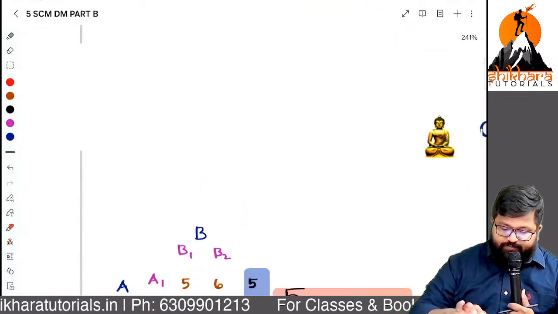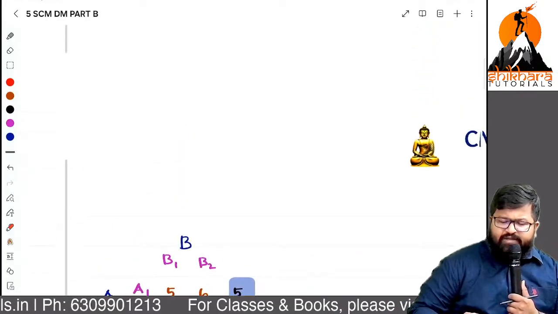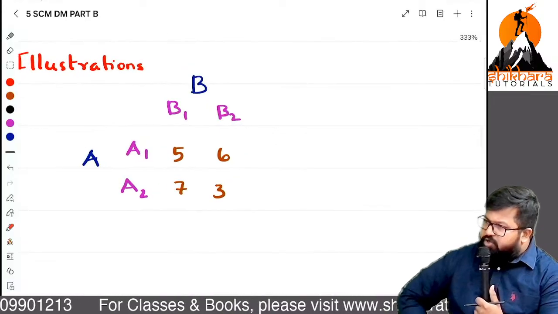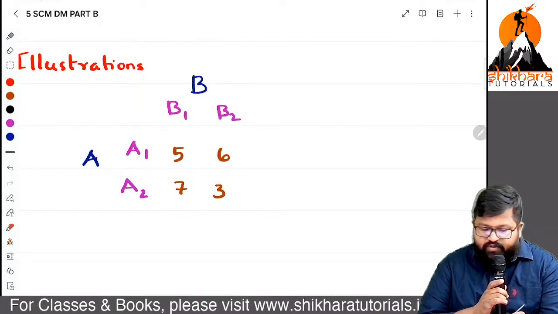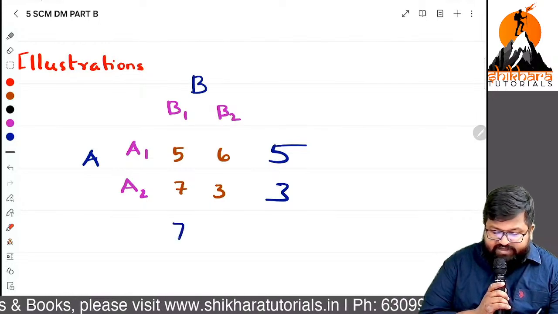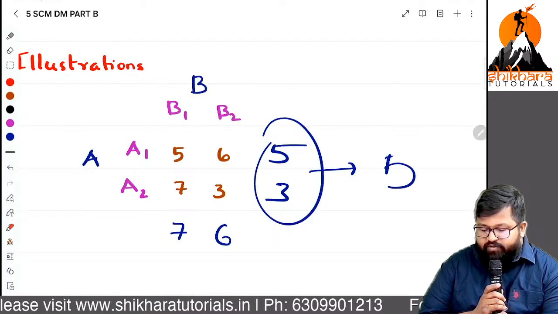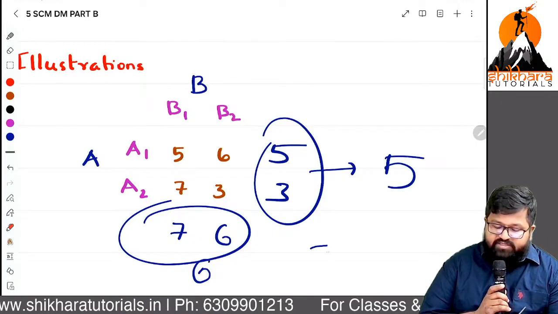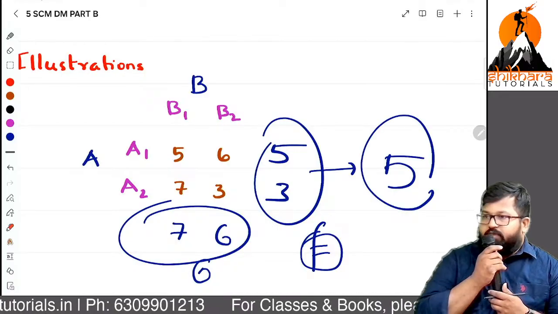Okay. Once you are going with this part, in this case, try to identify the values, basically. What is our basic process? Row minimum, column maximum. Sir, can you tell the row minimum values? First one, 5, 3. And for the second one? 7, 6. Of these values, what is the maximum value? 5. Of these values, minimum value, 6. Are these values equal? Not equal. What is this value known as? What is this value?